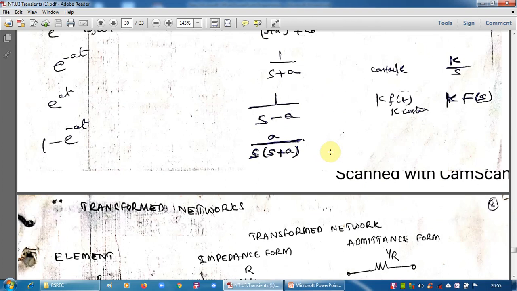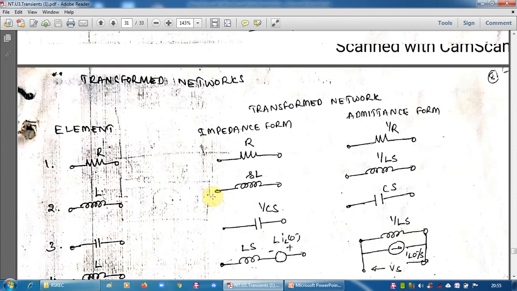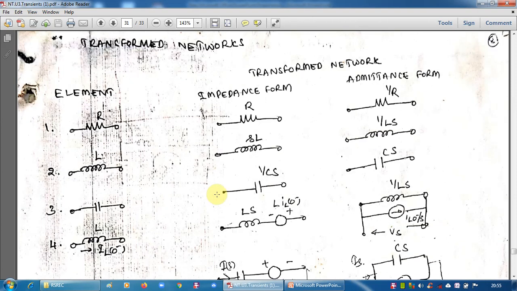Now, how to apply this method to our circuits? That we have to see. You see here. If we want to apply Laplace transform method to our electrical circuits, the first step is to draw the transformed network. We know what is transformed network. That is given in the previous unit. So if all elements of the network are replaced by their transformed impedances or admittances, then we will get transformed network.